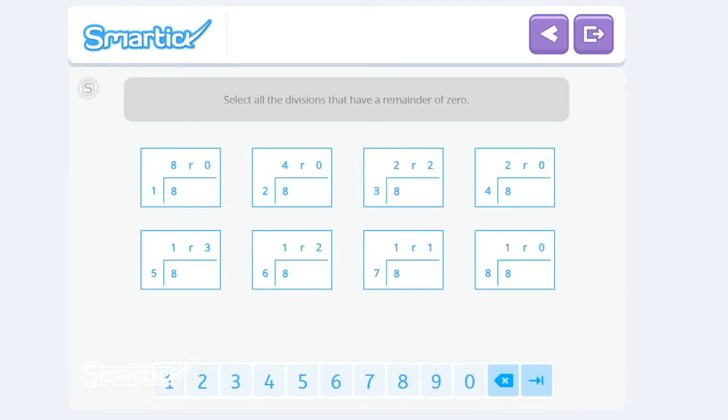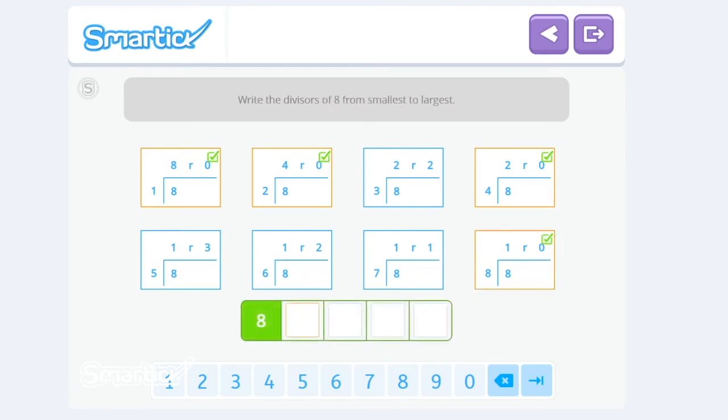Good work! Select all the divisions that have a remainder of 0, the exact divisions. Okay, so let's see the ones with a remainder of 0. This one, like that, nope, and lastly this one. Great! Now write the divisors of 8 from smallest to largest, the numbers that divide 8 exactly.